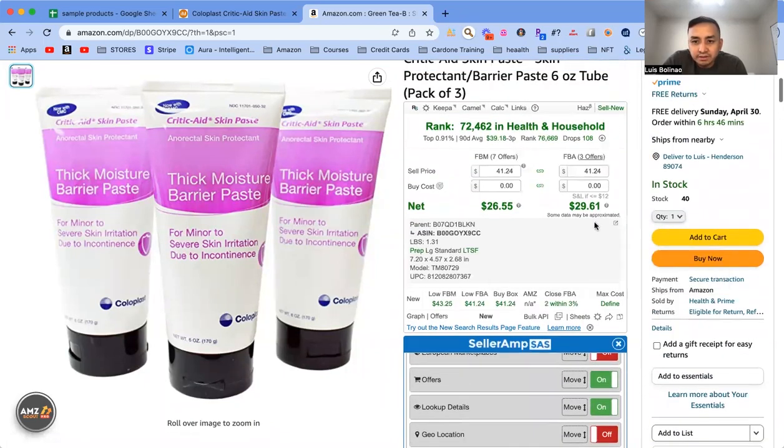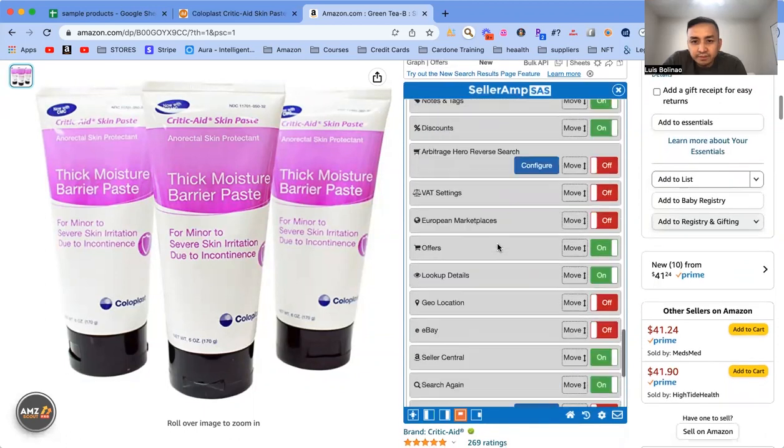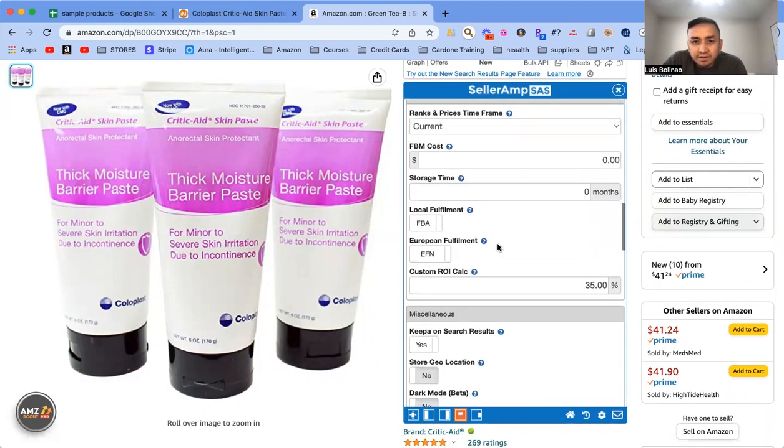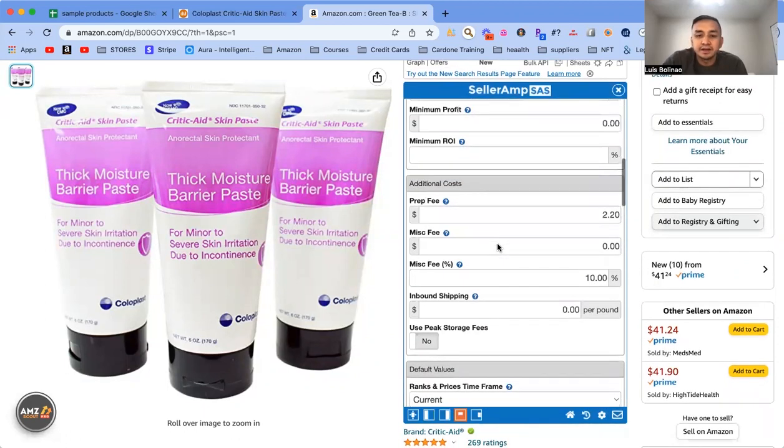Where is it? Did I miss it? Oh yeah, right here. And then on the additional cost, I would put $2.20 under prep fee, because we're paying about $1.20 for our prep center, and about $1 per unit to ship products from the prep center to Amazon, right? And then your miscellaneous fee would cover taxes. So I put 10% to keep it generic.